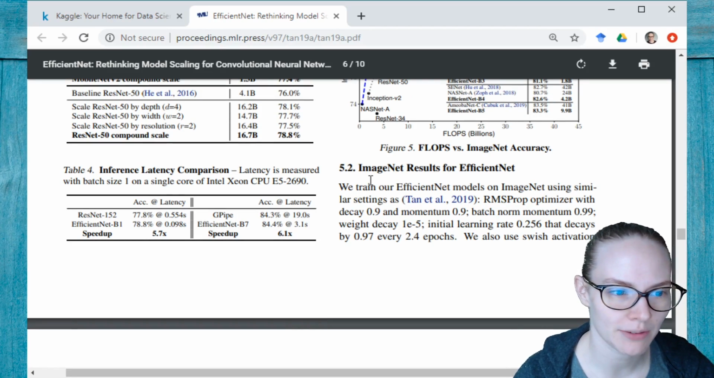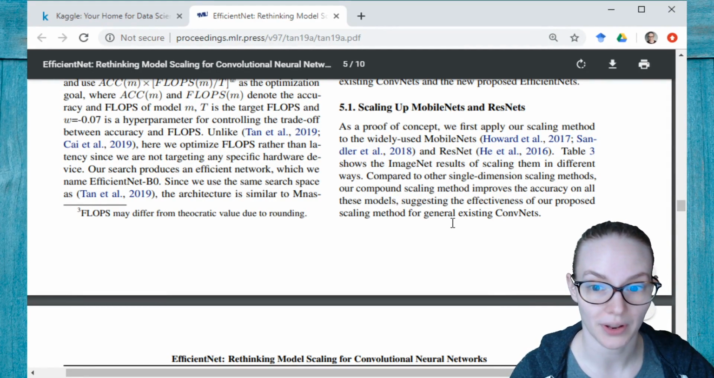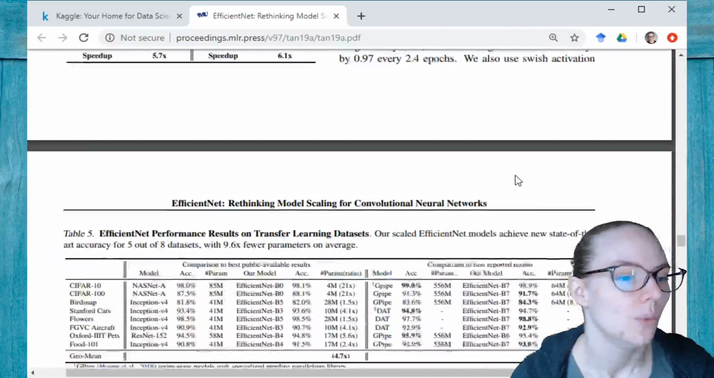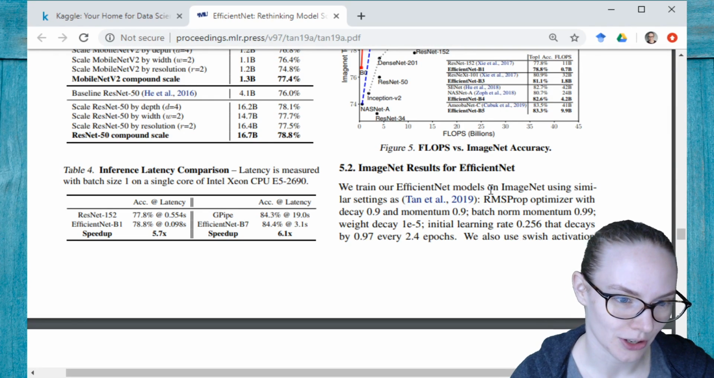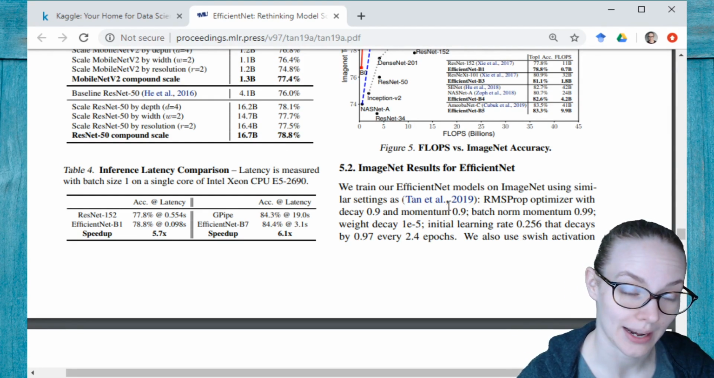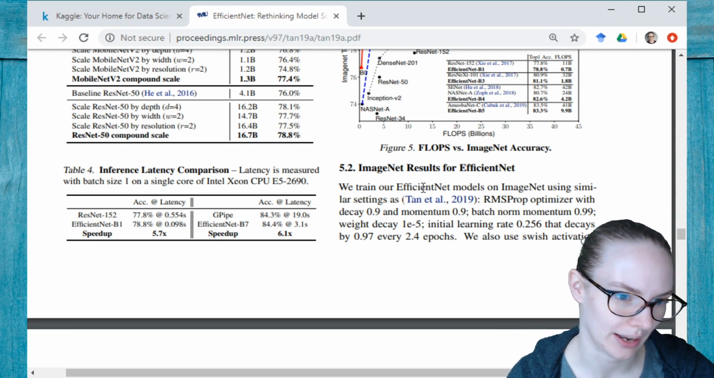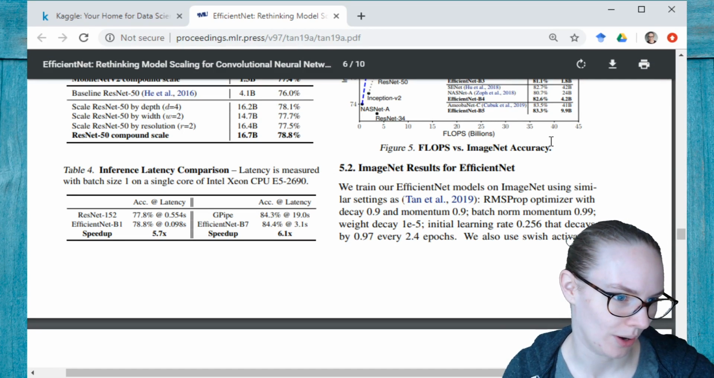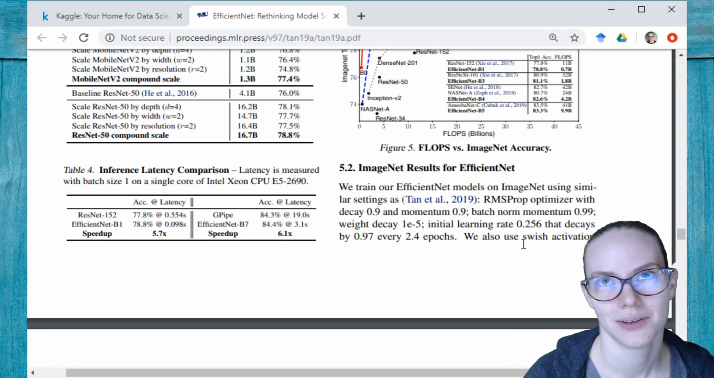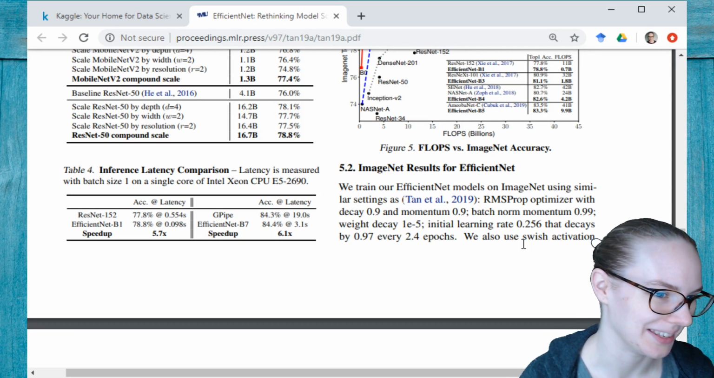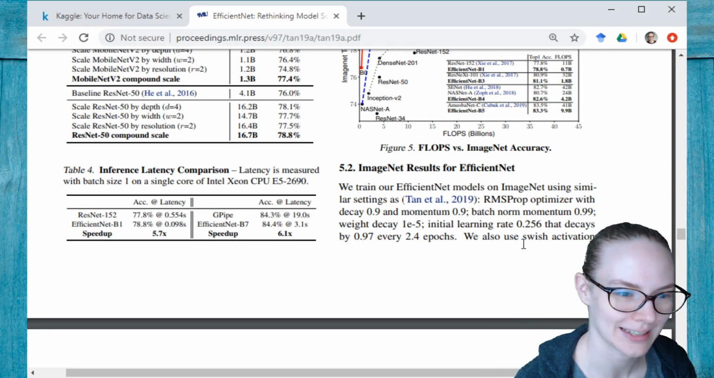All right. ImageNet results for EfficientNet. So far, we've just talked about their comparison to MobileNet and ResNet and other similar models. What about EfficientNet? Let's find out. We train our EfficientNet models on ImageNet using similar settings as Tan et al. 2019. RMSprop optimizer with decay 0.9 and momentum 0.9. Batch normalization momentum 0.99. Weight decay 0.00001. I think I did that right. Initial learning rate 0.256. The decay is by 0.97 every 2.4 epochs.